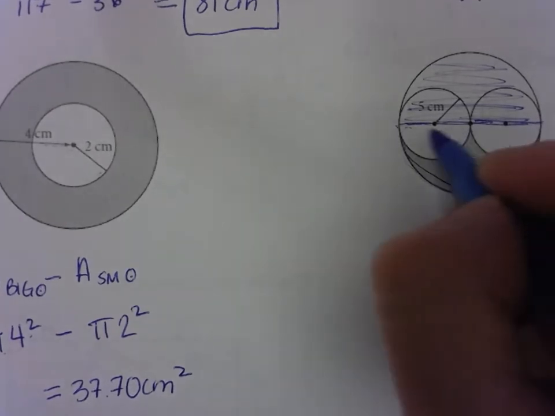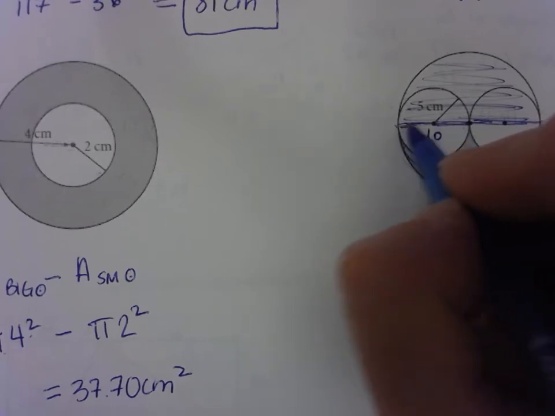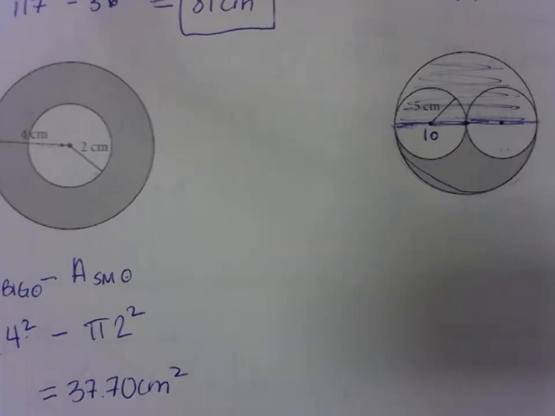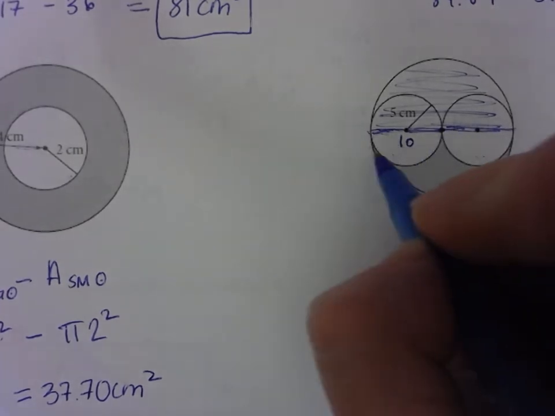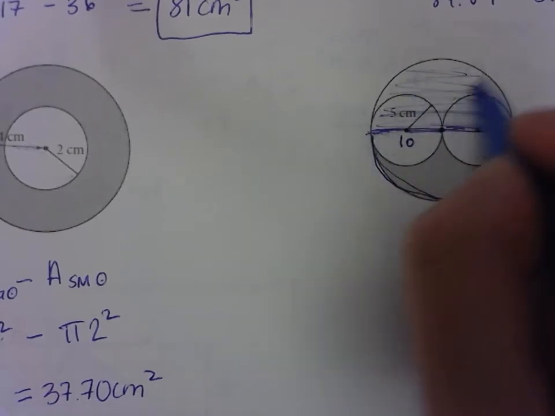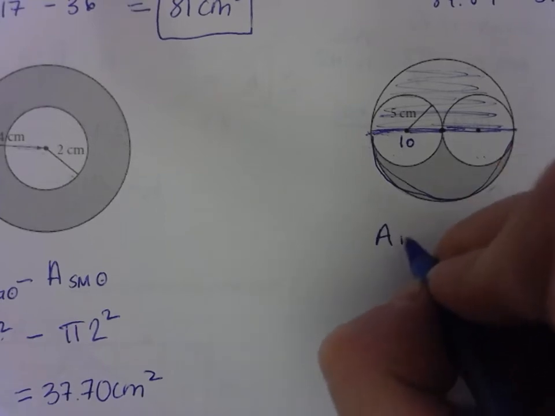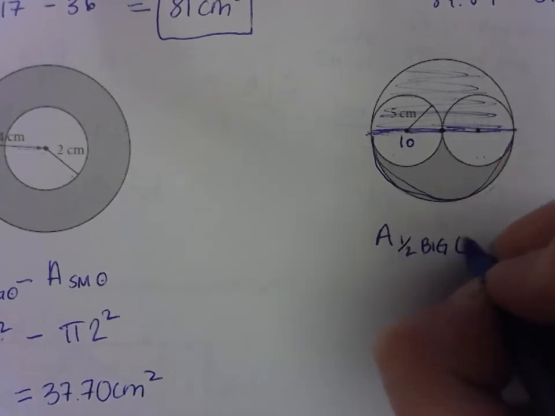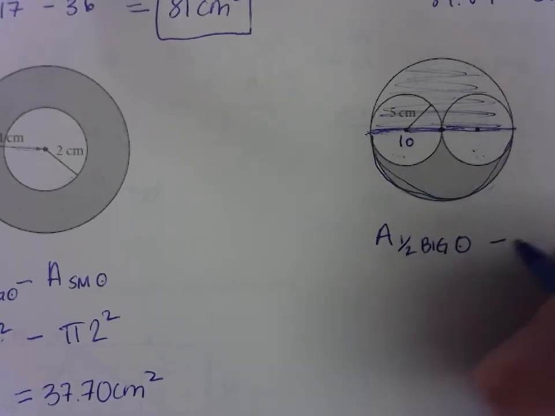Well, the big circle I know has, if it's from 5 here to here, the diameter of the small circle is the same as the radius of the big circle. So, and it's only half a circle that I'm looking at because none of this is shaded up here. So the area of the half big circle, and I'm going to subtract the area of the 2 small half circles.